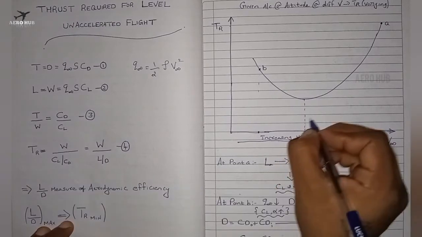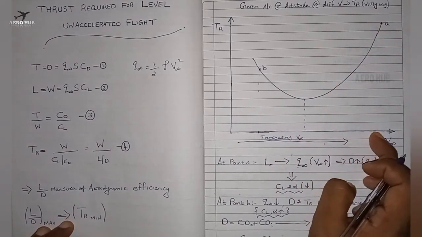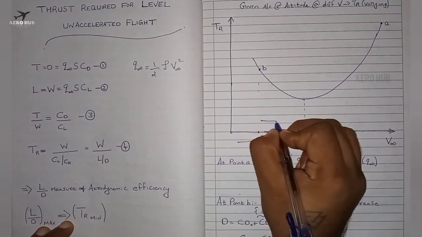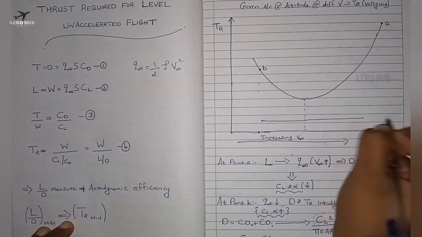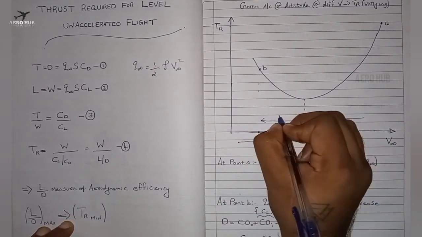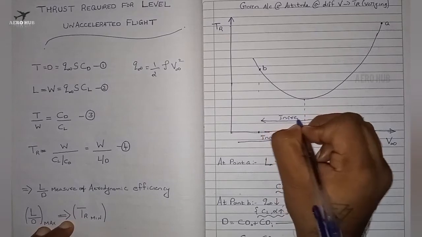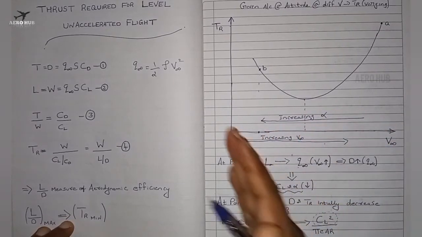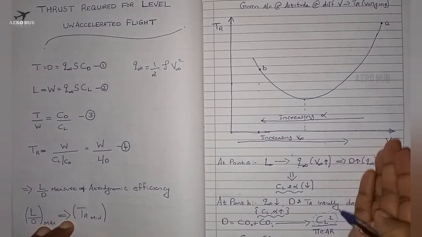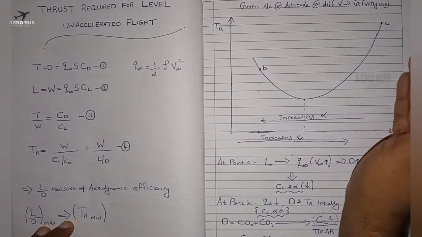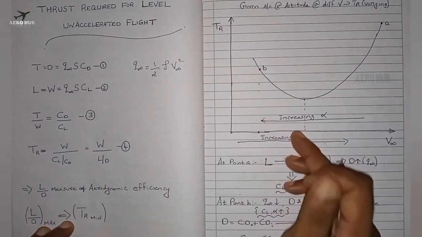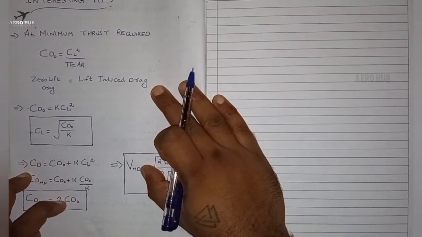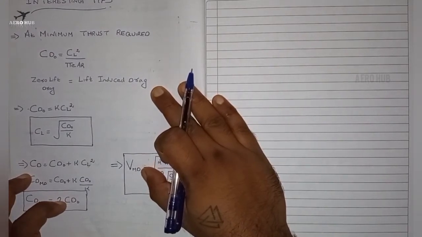And one more important case, at this point the angle of attack is very less, at this point the angle of attack is very high, and if I am going from right to left of this curve, we have an increasing angle of attack, increasing alpha. If you are going from left to right, we have increasing V infinity. If you are going from right to left, we have an increasing angle of attack.